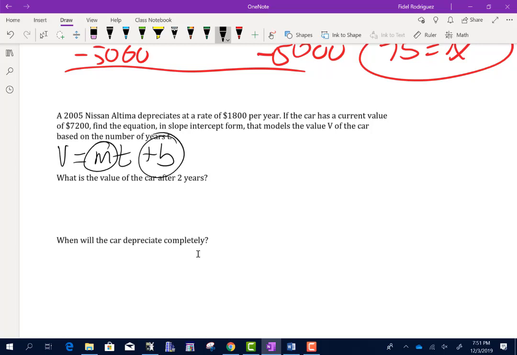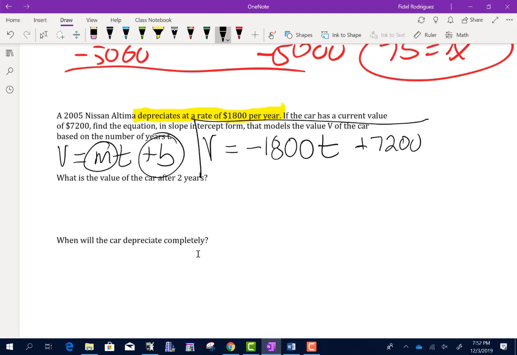Okay, look what it tells me, guys. It says the car does what? Depreciates. Okay, what does the word depreciate mean? It's going down in value, okay? So look, we're going to go like this. V equals, I know it's depreciating, guys, so it's not just 1,800, it's really a negative 1,800, right? Because depreciating means it's going down. Okay, what's the value of the car today, right now? $7,200, there we go. 7,200, boom. There's the equation that tells us the value of the car.